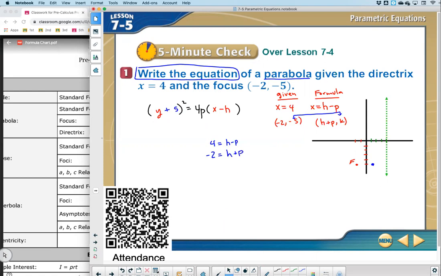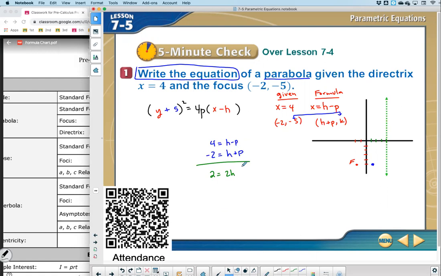I can solve this using the old algebra technique called elimination. If I combine these two equations together, we can find out that 4 minus 2 is 2. So 2 would equal h plus h, which is 2h. Negative p plus a positive p eliminate each other. So 2 equals 2h.